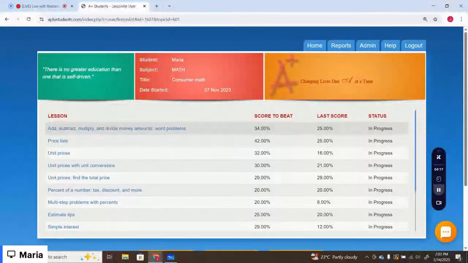There you can find the list of the chapters. We're going to start with the chapter consumer math. We'll cover the lessons: add, subtract, multiply, and divide money amounts word problem, price list, unit prices, unit prices with unit conversions. So please make sure you have your notebook and pencil so that you can note down the important examples and definitions as well.